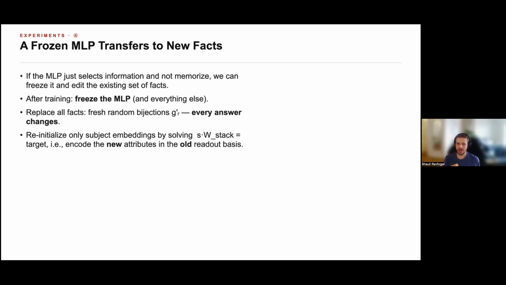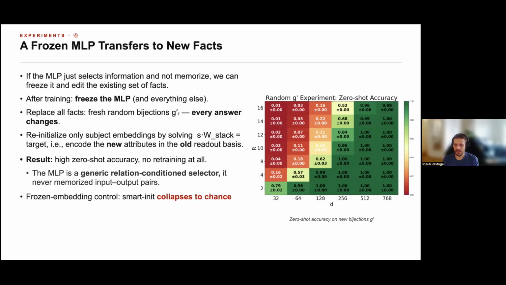We compute the linear update to the embedding matrix. And then we query the model again with the new fact system. And this is what we see on the heat map on the right. Different dimensionalities are on the x-axis, different numbers of relations on the y-axis. And again, with high enough dimensionality, we are able to get almost perfect zero-shot accuracy without updating the MLP at all. So this shouldn't be possible if the MLP itself is storing information.